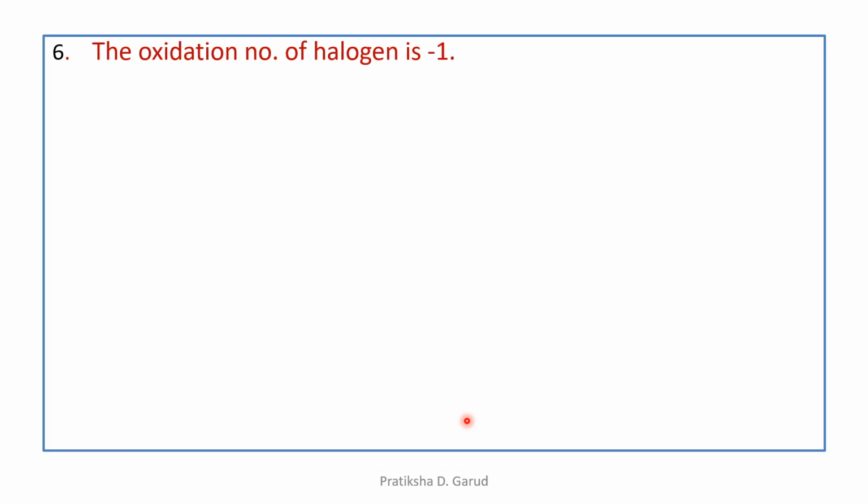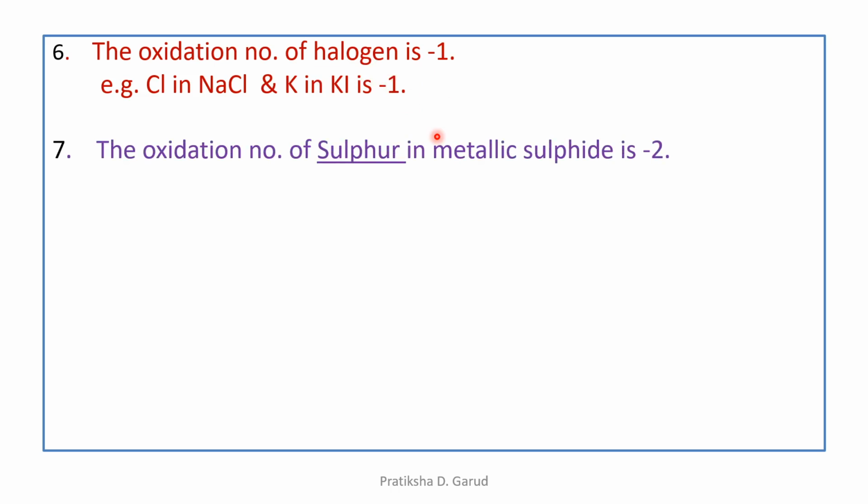Then rule number 6, the oxidation number of halogen is -1. For example, chlorine in NaCl and iodine in KI is always -1. That means the oxidation number of halogen is always -1. Then rule number 7, the oxidation number of sulfur in metallic sulfide is -2. For example, sulfur in ZnS and Na2S is always -2.